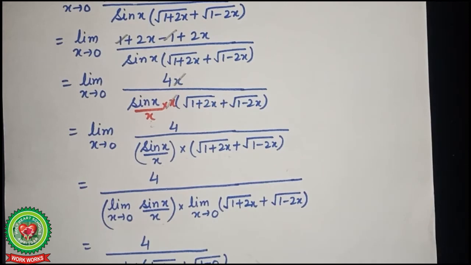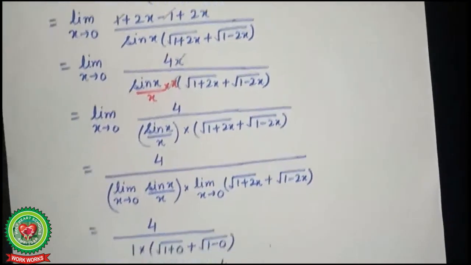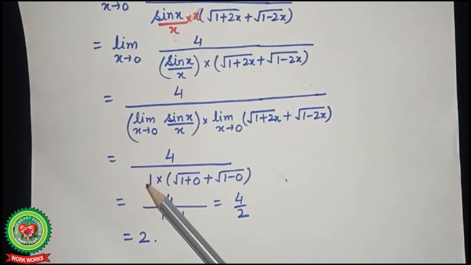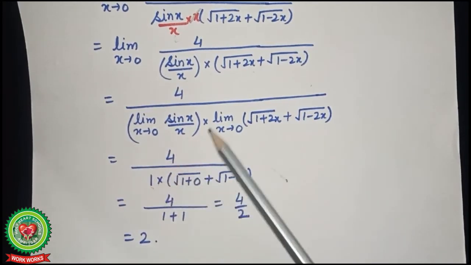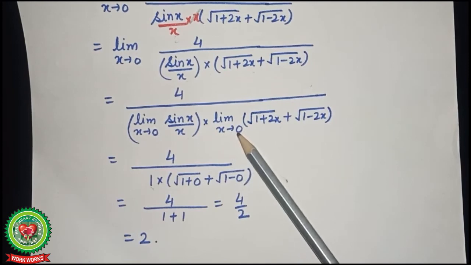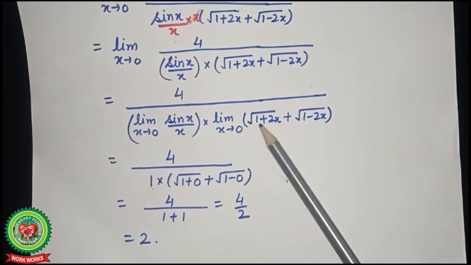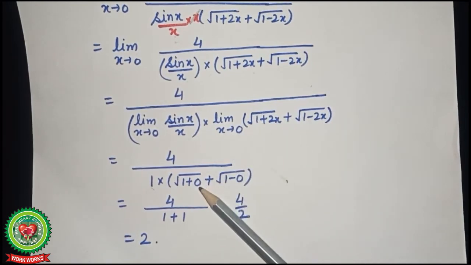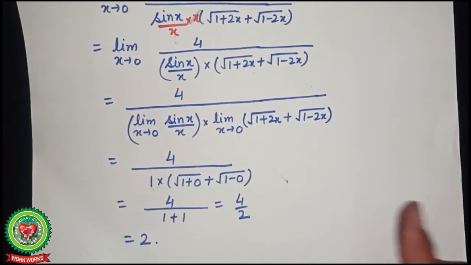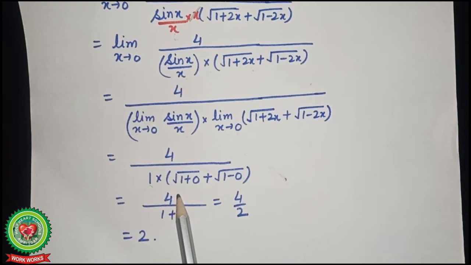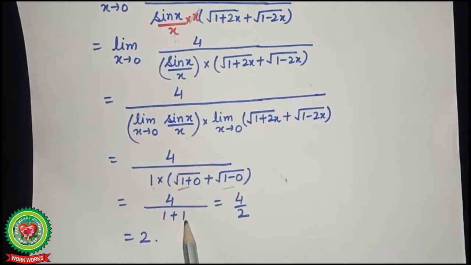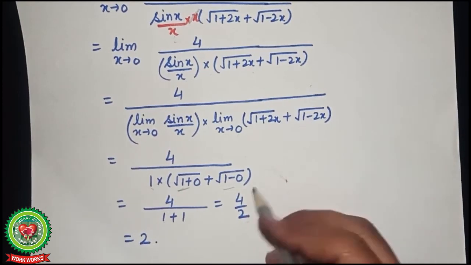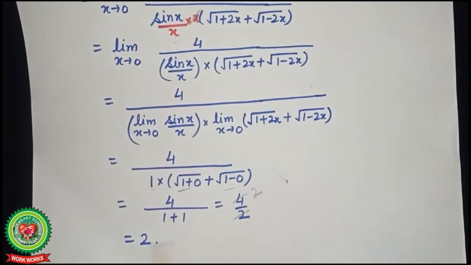Now, as x approaches 0, the first function will become 1 because its limit is 1. And in the second, as x approaches 0, we get 1 plus 2 into 0, that is 0, and 1 minus 2 into 0 is again 0. So on simplifying, 4 upon, here we are left with 1 and 1, so it is 2. 4 upon 2, after cutting, we will get the answer, that is 2.